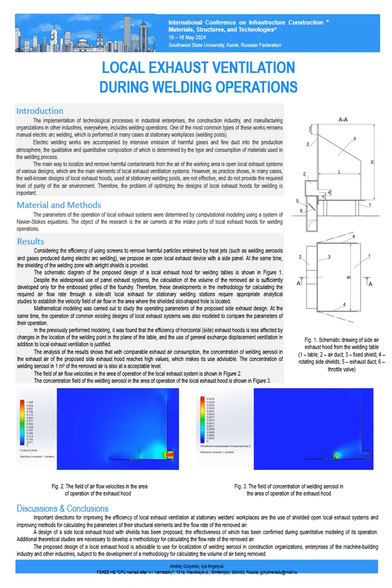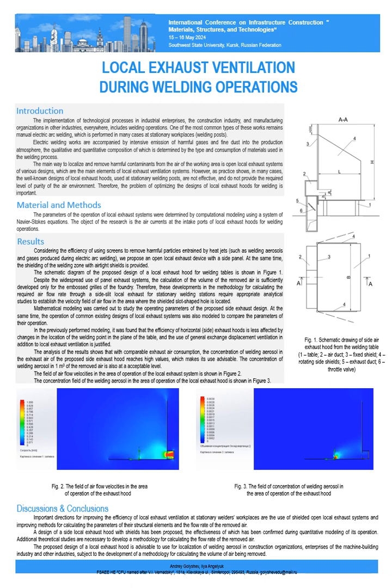The main way to localize and remove harmful contaminants from the air of the working area is open local exhaust systems of various designs, which are the main elements of local exhaust ventilation systems. However, as practice shows, in many cases, the well-known designs of local exhaust hoods used at stationary welding posts are not effective and do not provide the required level of purity of the air environment. Real-world experience with the operation of various types of local exhaust systems has shown that their operation does not always guarantee an adequate level of air quality at welders' workstations.